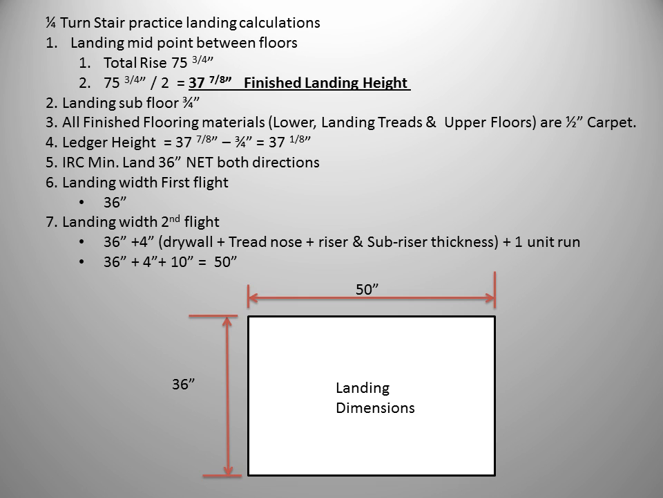We will also add 1 unit run for the heel of our upper stringer to fully rest on the landing. So our math goes as follows: 36 inches for the IRC, plus 4 inches, plus our unit run of 10 inches, gives us a long dimension of 50 inches for our landing.